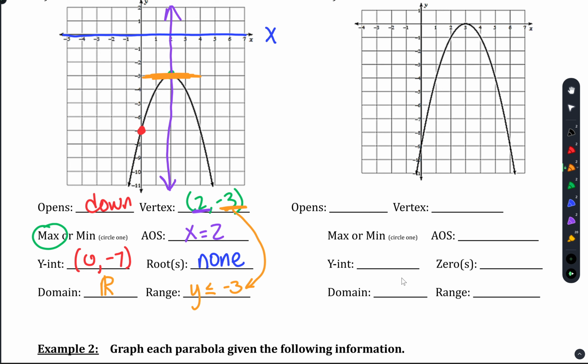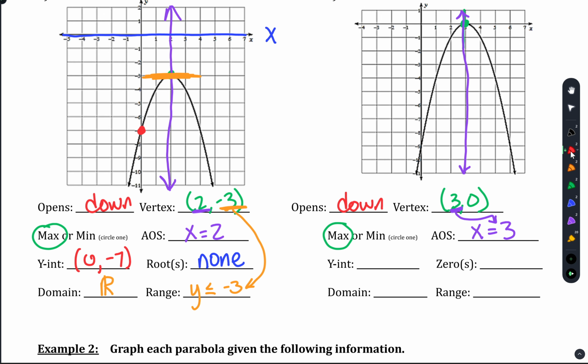Okay, again. Letter C, opens up or down? Vertex is at what? Here's the vertex right here. 3, 0. Is that a maximum or a minimum? Okay. The axis of symmetry, let's draw it first. Oops. Go purple. The equation for that axis of symmetry is what? Beautiful. That's coming from this number, right?